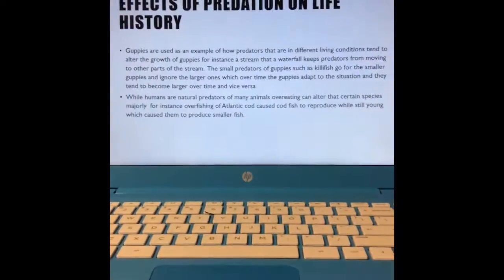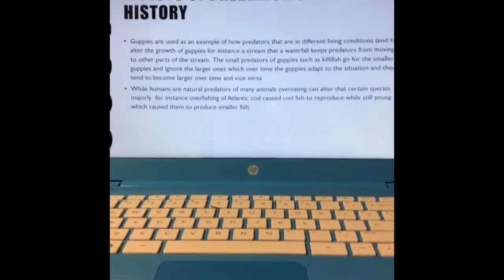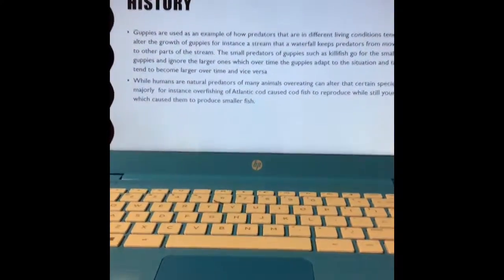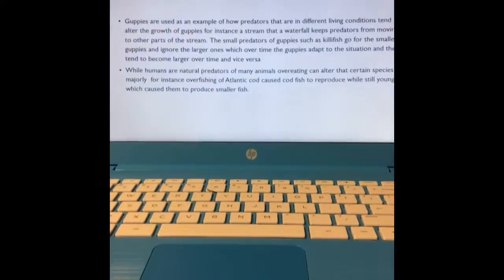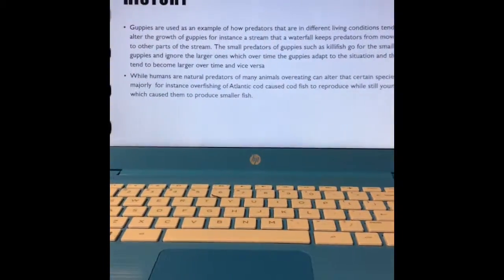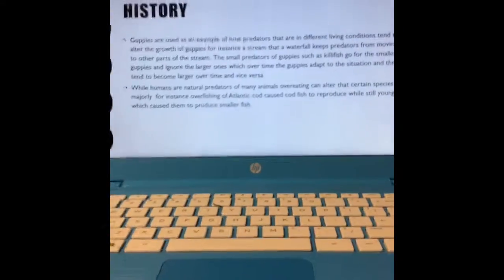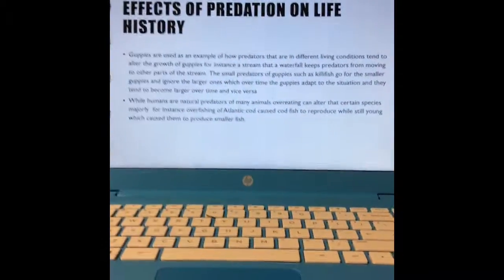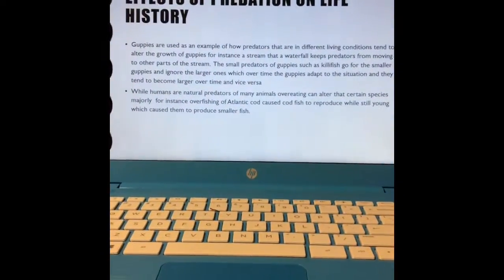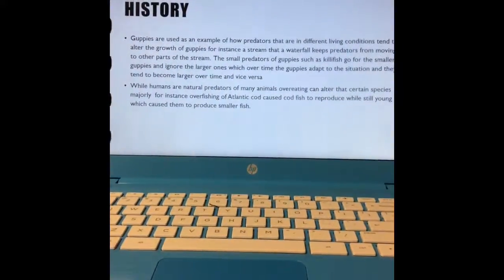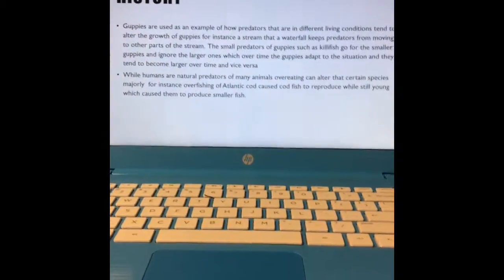Humans do take part in this. For instance, when people overfish the Atlantic cod, it causes the cod to reproduce at a younger age, and reproducing at a younger age made them have babies that were smaller.